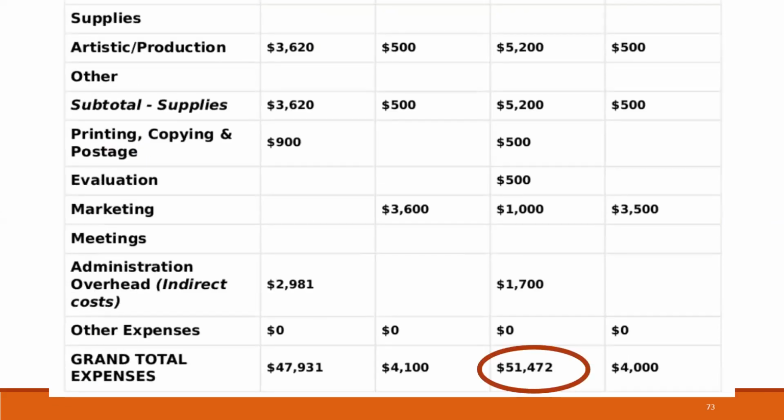When we get to the grand total, I have $51,000 circled here. This is the program's overall budget. To be eligible in the different grant categories, they have to have at least twice as much as that grant. So in this case, this applicant is clearly eligible for the $15,000 grant because they have more than $30,000 in expenses.